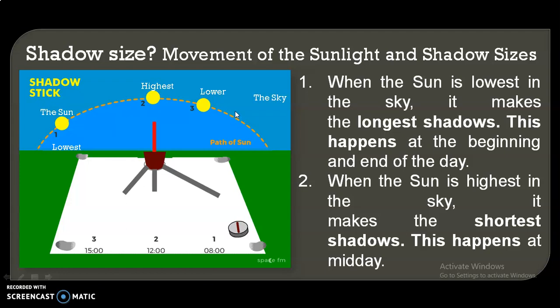So the shadow stick has longest shadows during morning and evening, and it has shortest shadow during the midday.